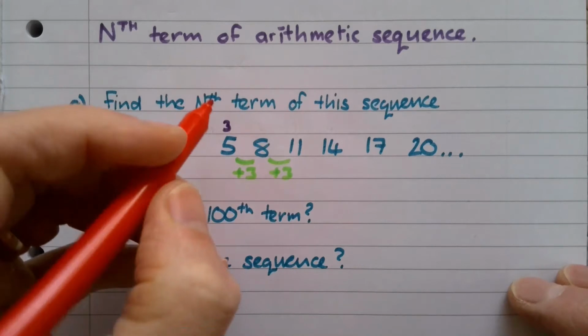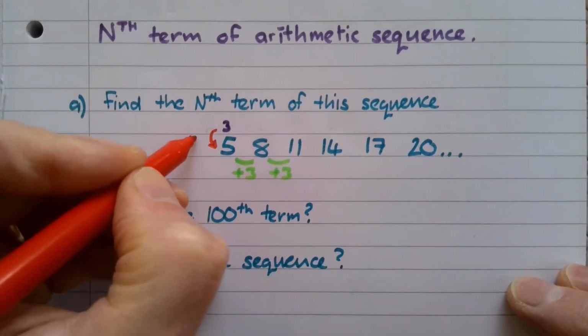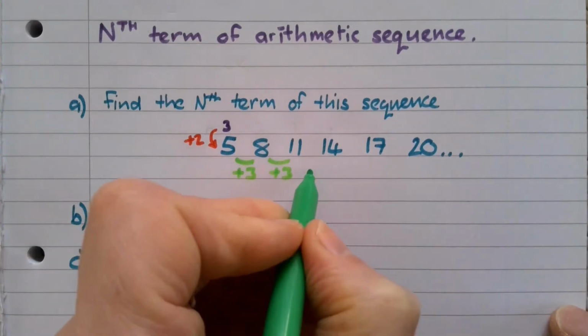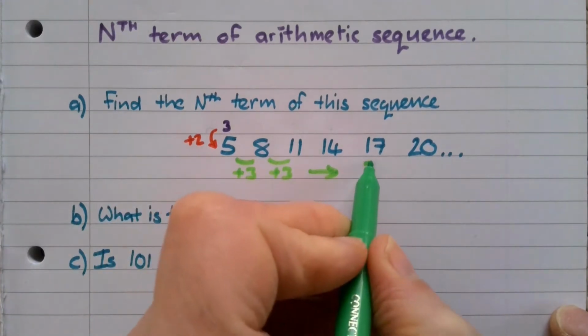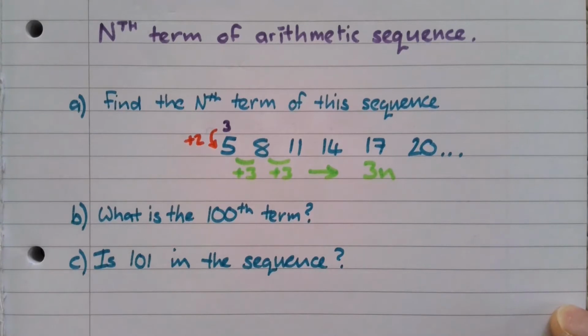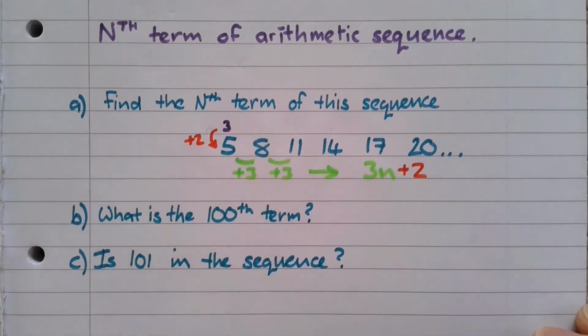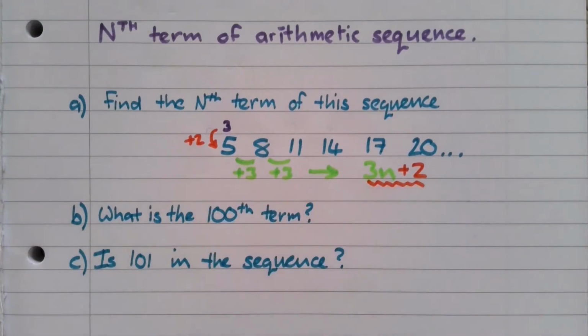How would we go from 3 to 5? Well, we would add 2, wouldn't we? So if we want the nth term rule, we know we're linked to the 3 times table. That's going to give us 3n. And then to make it work properly, we need to add the 2. Okay, so that's your nth term rule for the sequence.